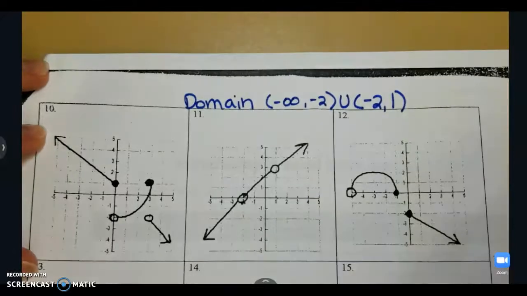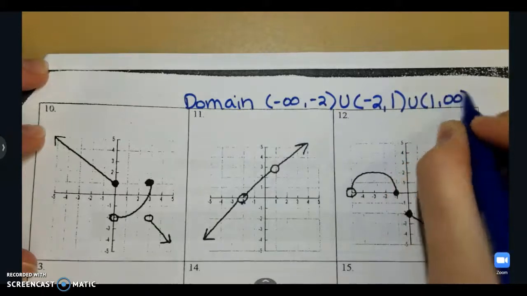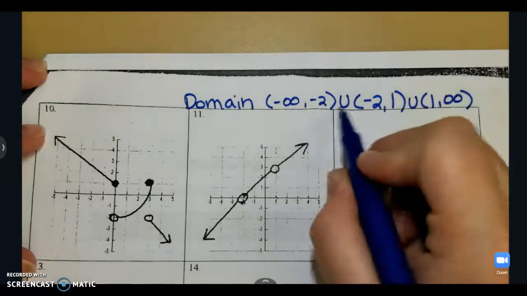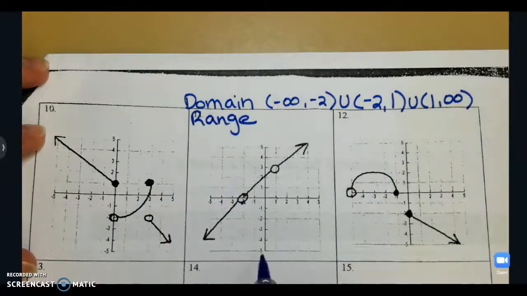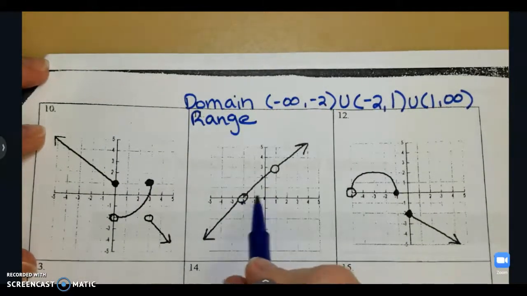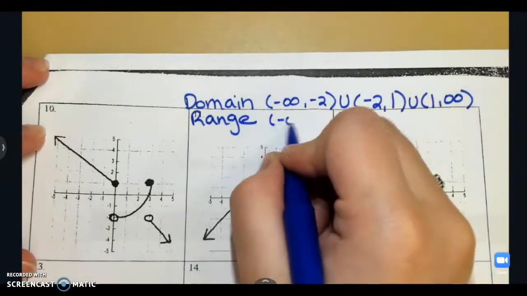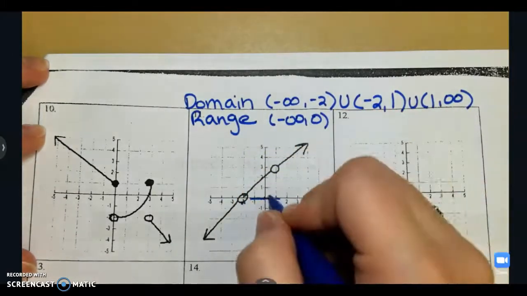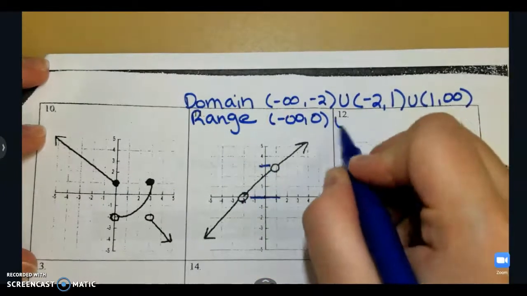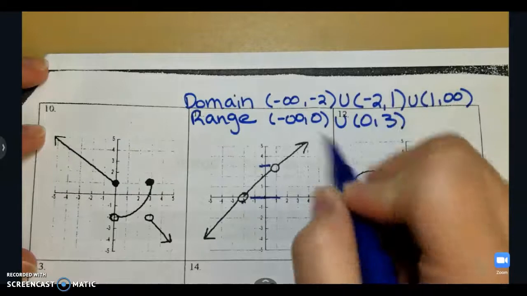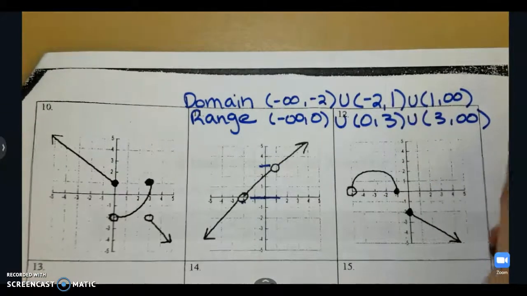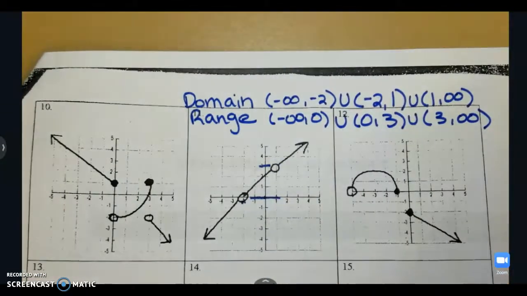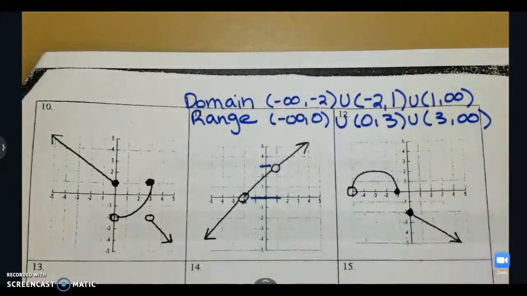I apologize about that bell. Then lastly, we go from positive 1 off to infinity. So we have 3 different intervals of our domain, and we use that U for union between them. Then our range, our y values, go from down here at negative infinity to 0, where we have an open circle. And then it goes from 0 to positive 3, where we have our other open circle. And then from our open circle 3 off to infinity. And this entire thing is parentheses because we always use parentheses with infinity, and our open circles also indicate parentheses.